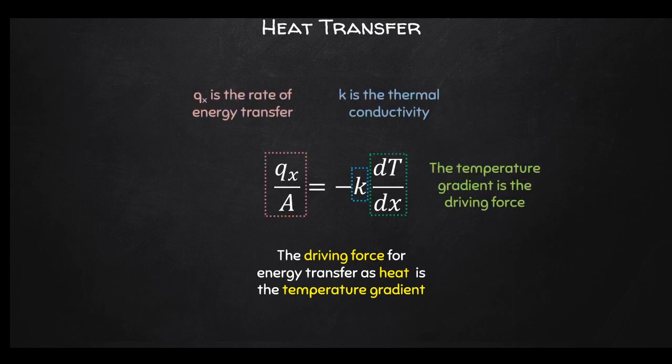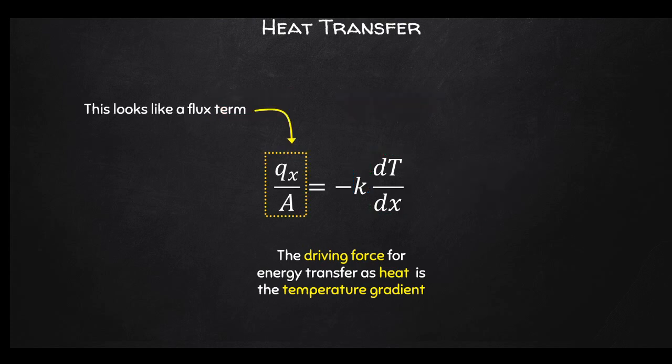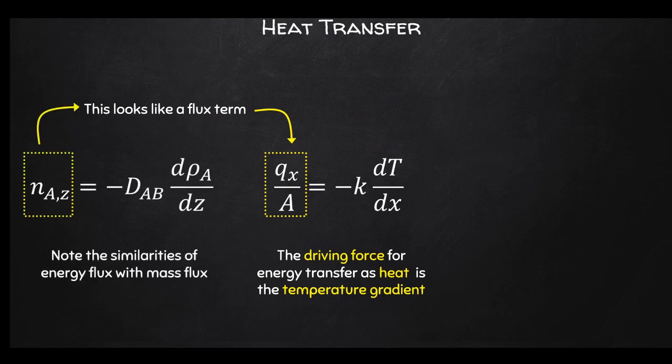So, in summary, on the left-hand side, we have the rate of energy transfer per meter squared, and this refers to an energy flux if you check the units. K is the thermal conductivity, and we have the temperature gradient, which is the driving force. So, yes, this looks like a flux term, and you can compare this to the mass flux, which we did in the previous study themes. And you'll notice that the units for energy flux are joule per second per meter squared.